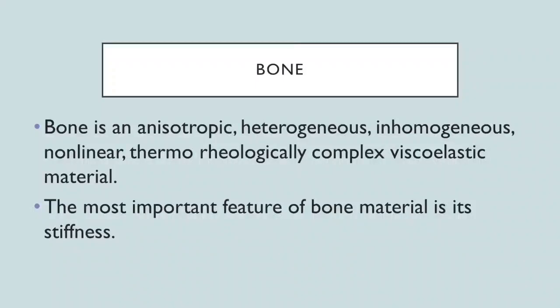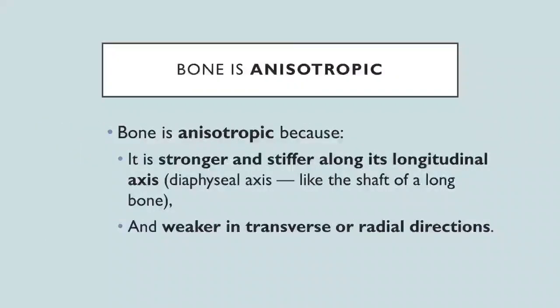Bone is an anisotropic, heterogeneous, inhomogeneous, non-linear, thermorheologically complex viscoelastic material. The most important feature of bone material is its stiffness. Anisotropy means its material property changes with direction. Bone is anisotropic because it's stronger and stiffer along its longitudinal axis and weaker in transverse or radial directions.